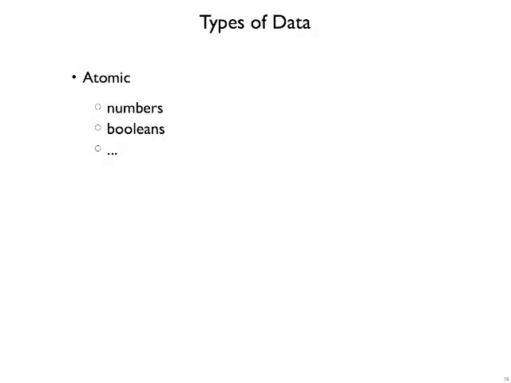When we consider the different kinds of data that a language can support, then there's atomic data, which includes numbers, booleans, and so on. There's compound data, which includes pairs and records, values that compose other values. But then there's also variants.